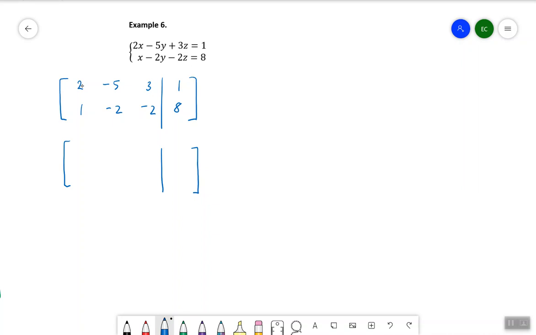Where this 2 is, we need a 1. We could multiply the first row by a half, but another way to do it would be to just switch the 2 rows. And the nice thing about that is we would avoid some fractions here. So let's just switch row 1 and row 2. And that gives us 1, -2, -2, 8, and 2, -5, 3, 1.